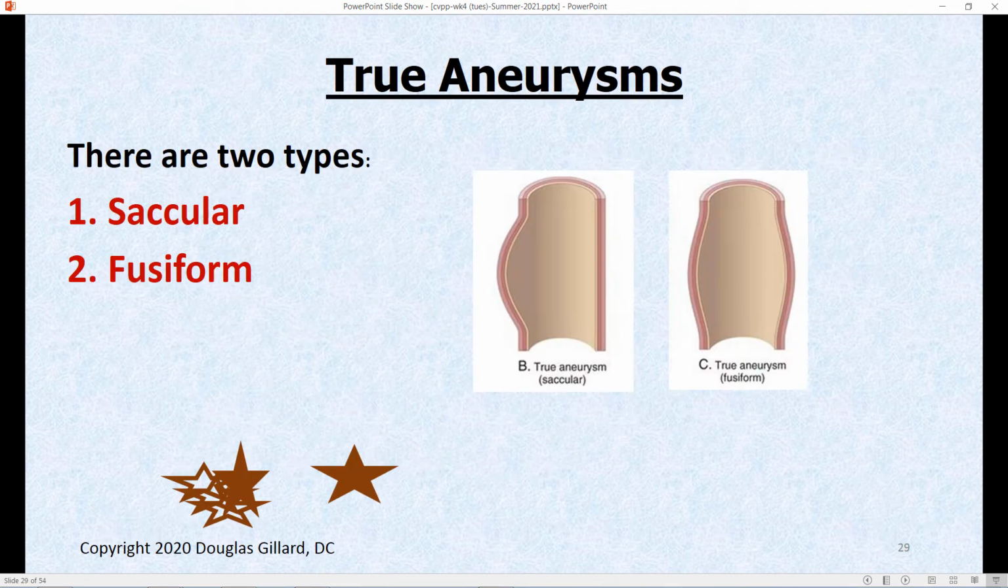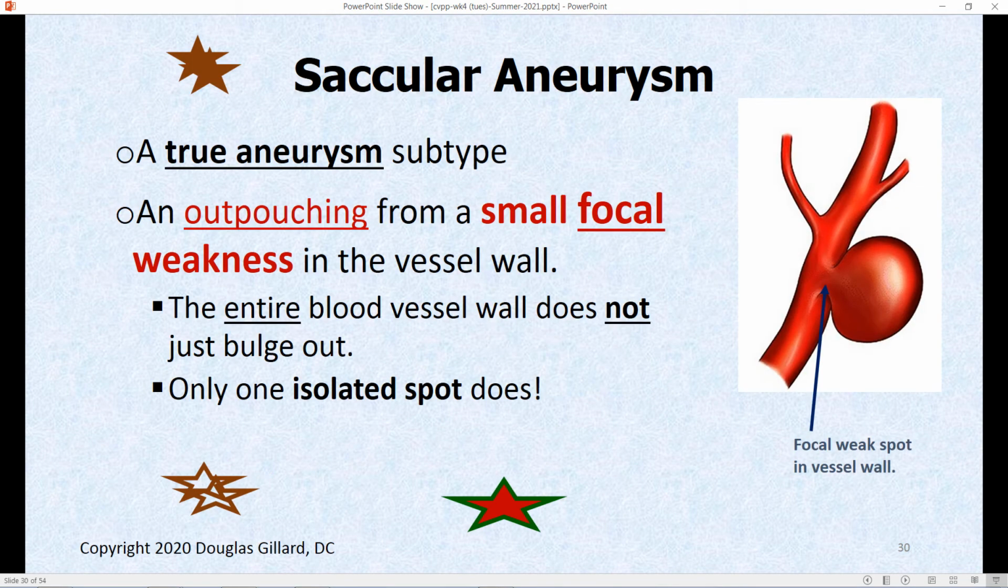Okay, there's a couple of subtypes of these: saccular and fusiform. So let's look at saccular first. There's a better picture of a saccular. A saccular true aneurysm means that we had a focal weak spot in this blood vessel wall right here. Not a rip, there's no tear in there. It's just a weak spot, and with time, it ballooned bigger and bigger till you got this sac-like thing here. That's called a saccular aneurysm.